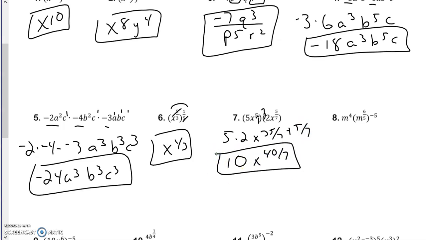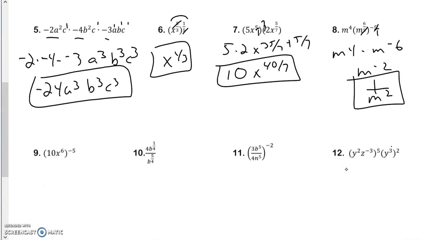Taking a look at this one. Again, I'm going to be distributing. Remember, this is really 5 over 1. I can cross this out. So that's going to make it m to the 4th times m to the negative 6. Add those exponents. I'm going to get m to the negative 2nd. I dislike negative exponents, so it's going to have to be underneath 1. So it's going to be 1 over m to the 2nd.